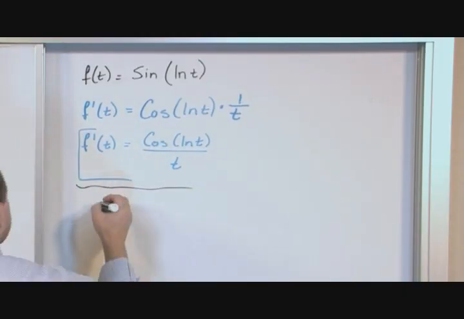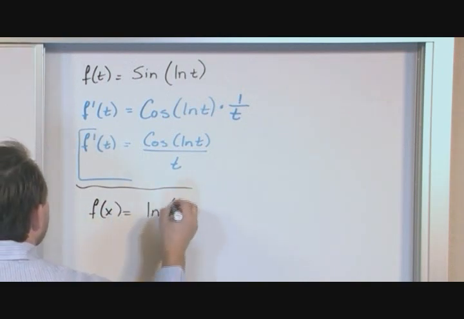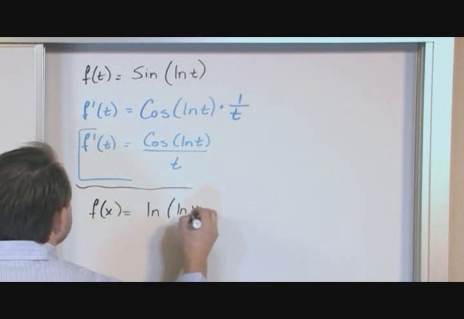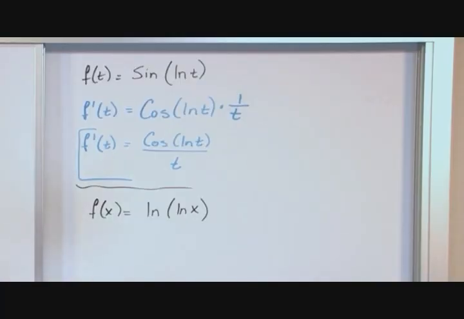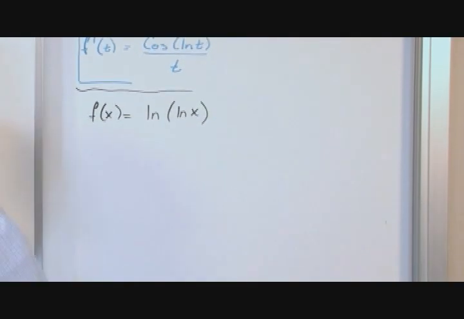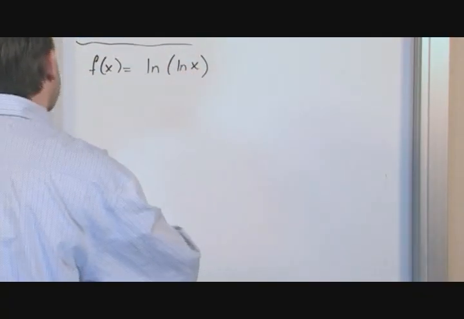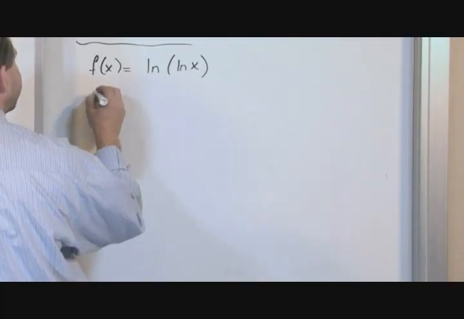So final problem, let's go, f of x is equal to the natural log of the natural log of x. So here I have two natural logs. One is nested inside of the other, but exactly the same thing holds. You have an outer function, that's this natural log. The inner function is also a natural log. But you don't do anything crazy, you follow exactly the same rules.